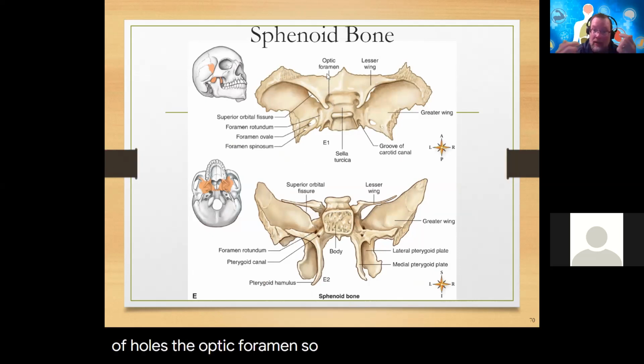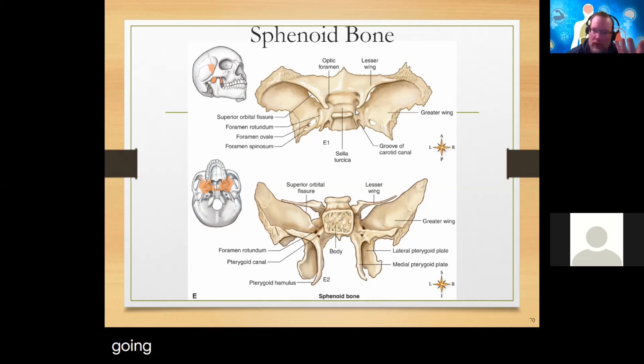That's for the optic nerve from the eyeballs that's going to head to the brain. So the pituitary and the optic nerves all travel around the same area. We'll see this coming up when we get to the nervous system.